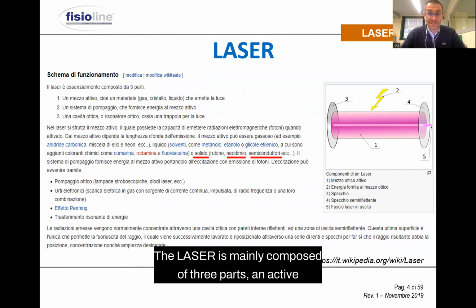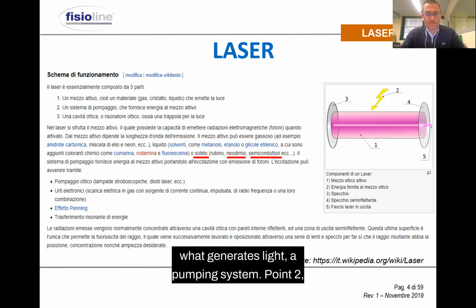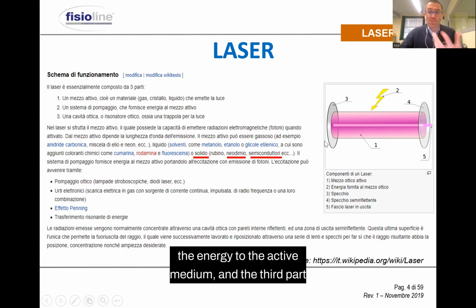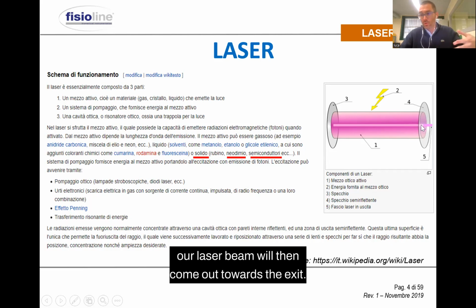The laser is mainly composed of three parts. An active medium, which we see here in this graph as point 1. It can be a gas, a crystal, a liquid, which is what then emits, what generates light. A pumping system, point 2, i.e. the one that provides the energy to the active medium, and the third part which is an optical cavity, or optical resonator, where light is trapped. So we will certainly have an optical cavity and mirrors, one of which is semi-reflective, from which our laser beam will then come out towards the exit.